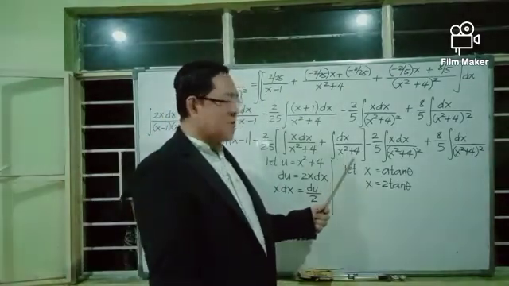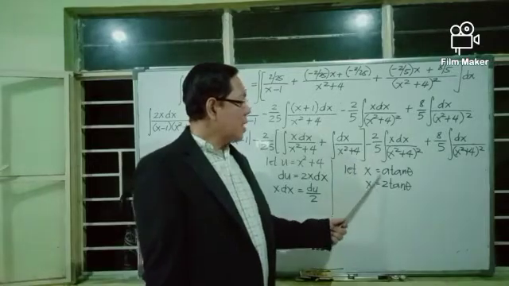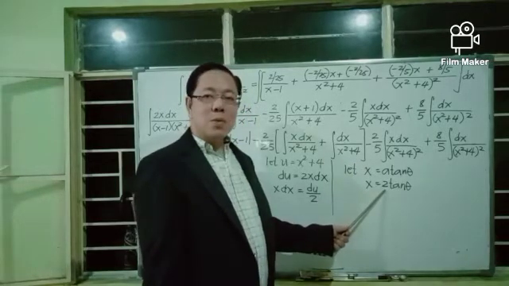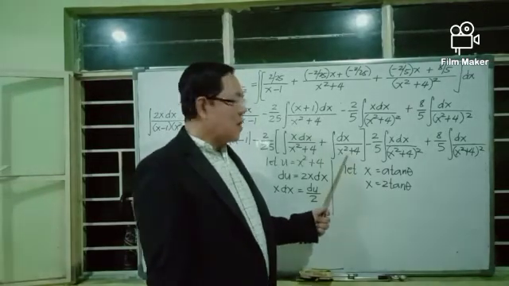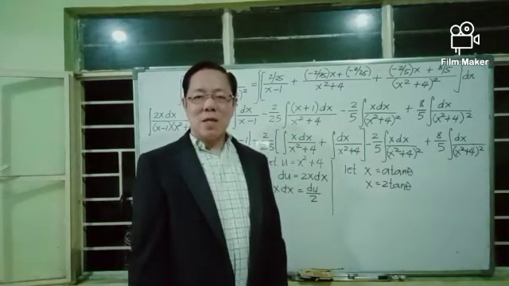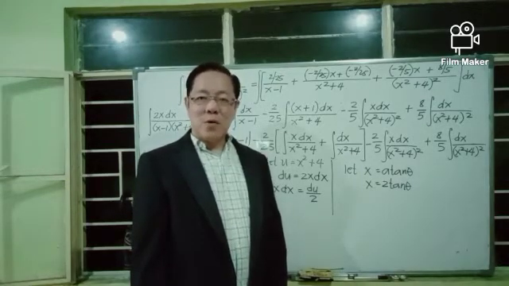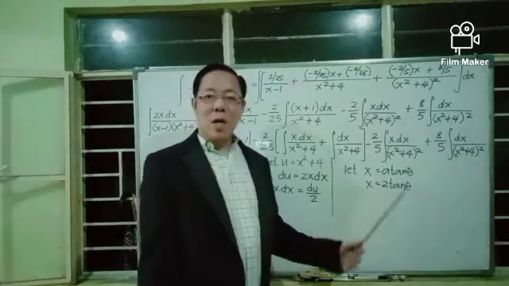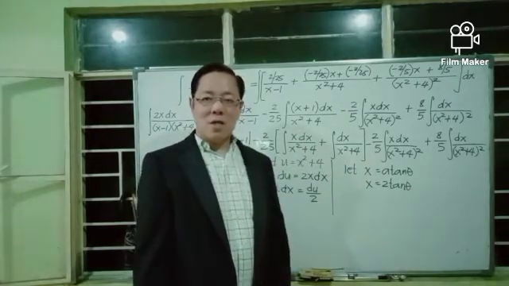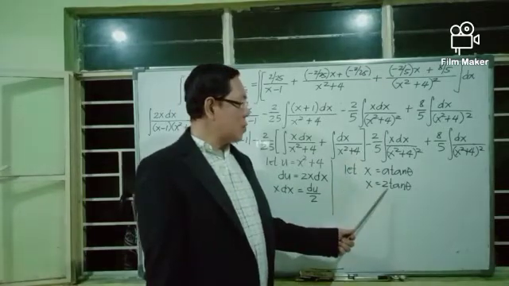Again, x squared plus 4 can be written as x squared plus 2 squared, where a is equal to 2. If you have an expression of the form x squared plus a squared, the trigonometric substitution to use is x equals a tangent theta, where a is a constant, and in this particular example, a is equal to 2.